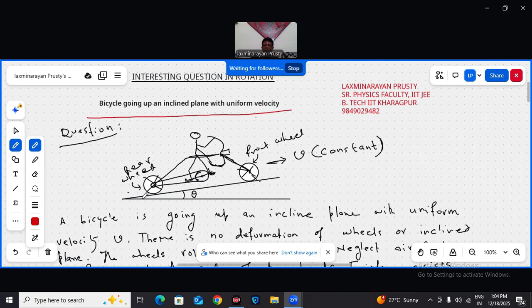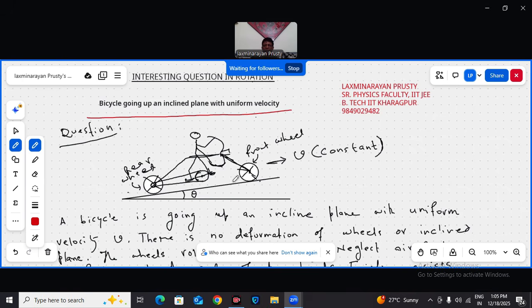As you see in the diagram, it's an inclined plane. A bicycle is going up the inclined plane with a constant velocity, uniform velocity. There is a rear wheel, which is the driving wheel, because the sprocket is connected here, chain sprocket connection here. The rider is pedaling here. So the driving torque is applied at the rear wheel. The front wheel is just a supporting wheel. Angle of inclination theta.